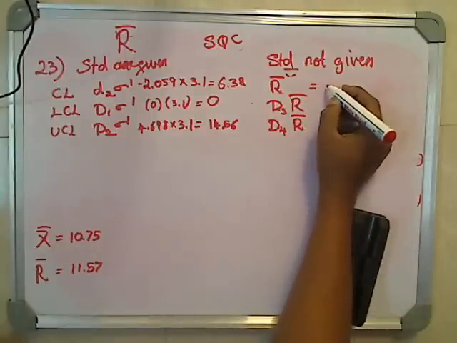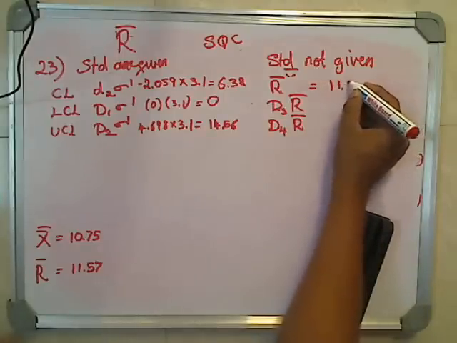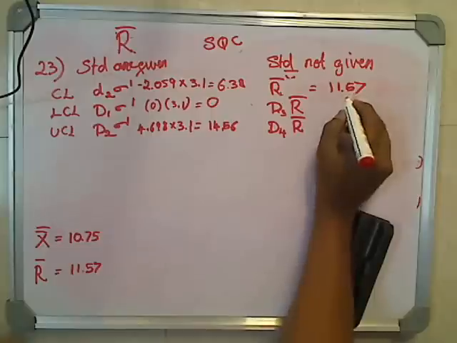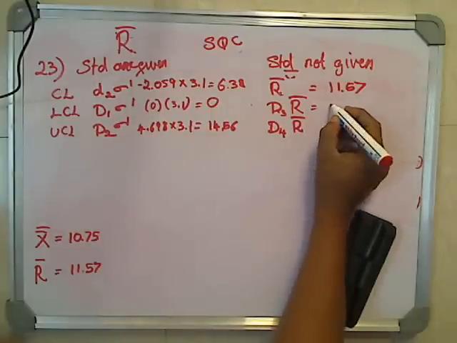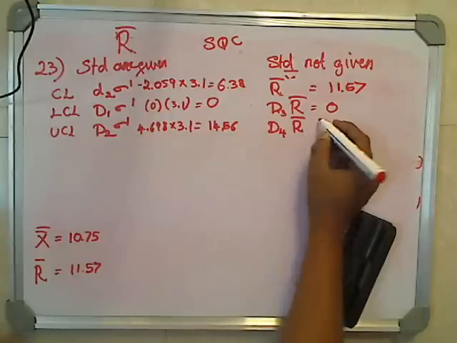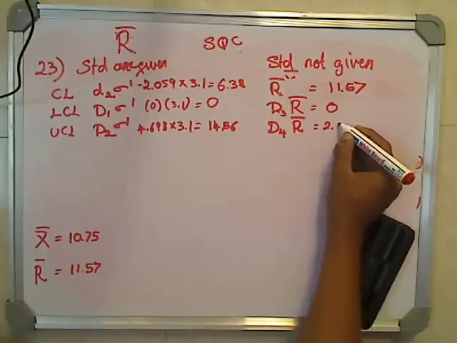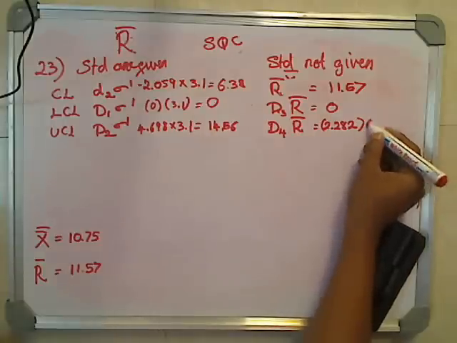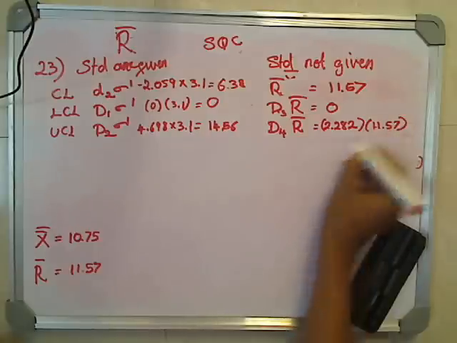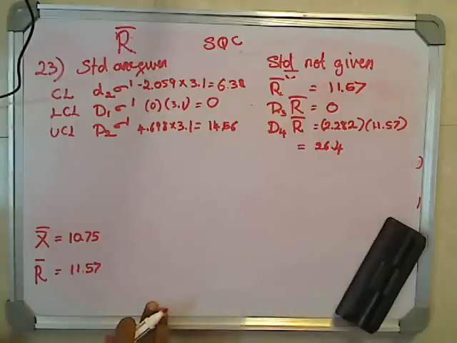So this here, in case of the lower control limit, is 11.57. Okay. And then D3, again, the value of D3 happens to be 0. So 0 multiplied by 11.57 is again 0. And D4, the value of D4 is 2.282 multiplied by 11.57. This should give you the value 26.4. Now this is how you calculate the values of the R chart.